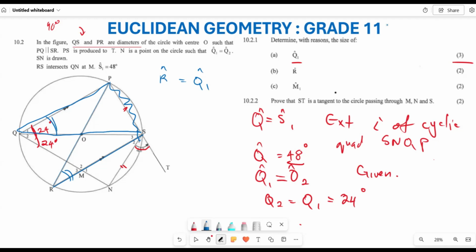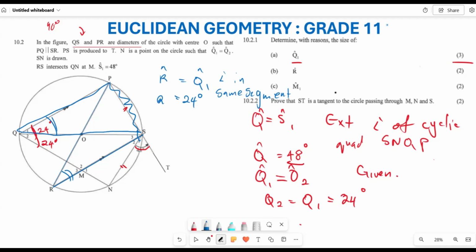This is because these are going to be angles in the same segment. So which means now your angle R is also going to be 24 degrees altogether. So basically now that's going to be that one.